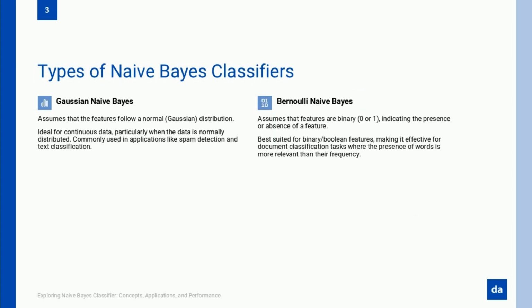Now that we understand the foundation of Bayes' theorem, let's take a closer look at the different types of naive Bayes classifiers. Think of these as variations on a theme, each one tailored for specific types of data and situations. It's like having a Swiss Army knife with different tools for different jobs. The two we're exploring here are the Gaussian naive Bayes and the Bernoulli naive Bayes. Let's start with Gaussian naive Bayes.